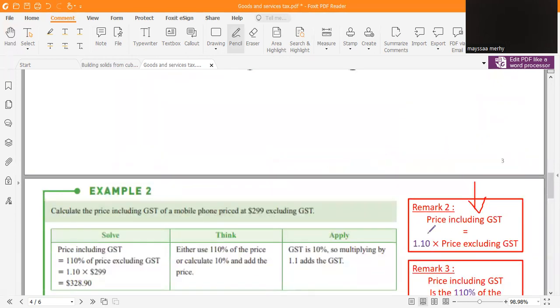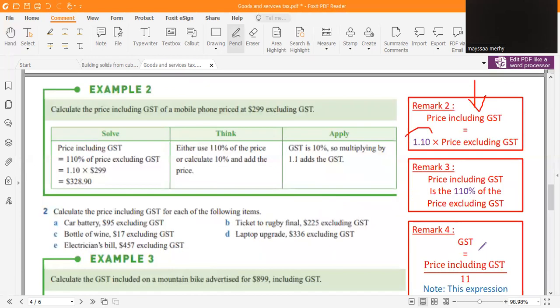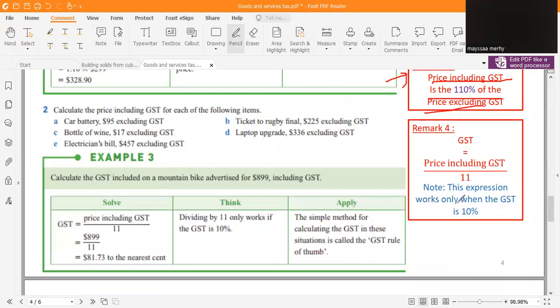So remark two says that the price including GST is equal to 1.10 times the price excluding GST, because we know that the price including GST is equal to 110% of the price excluding GST. Remark three says that the price, as we said before, is equal to 110% of the price excluding GST.